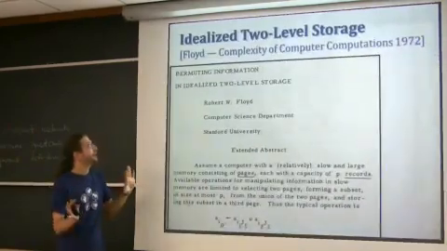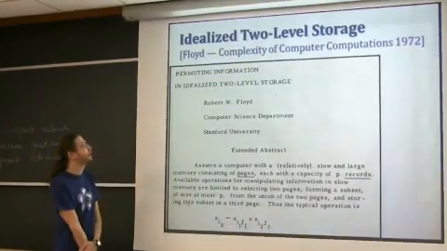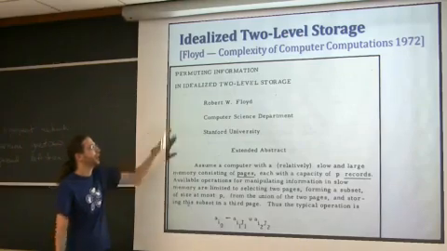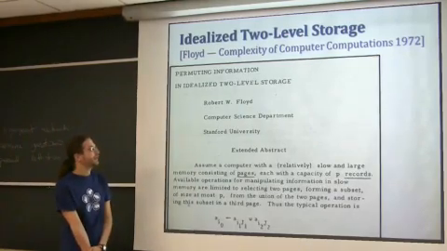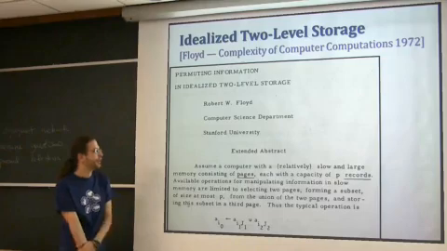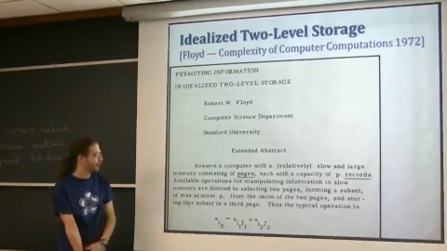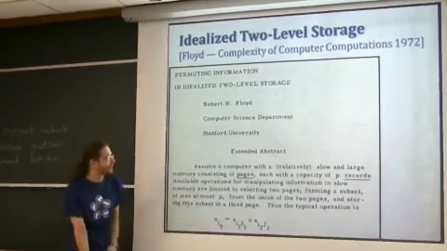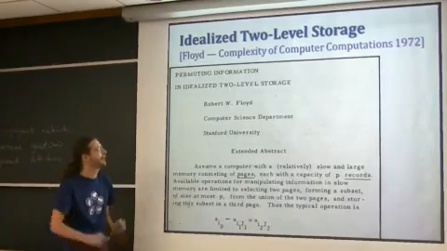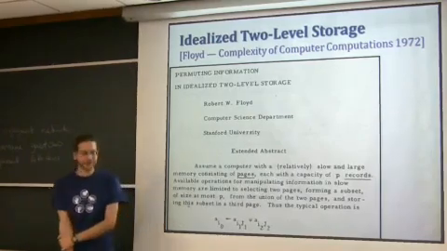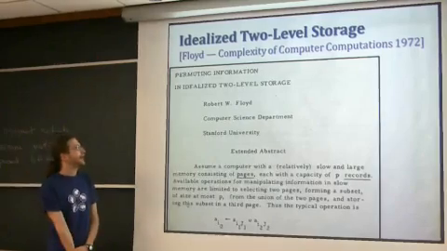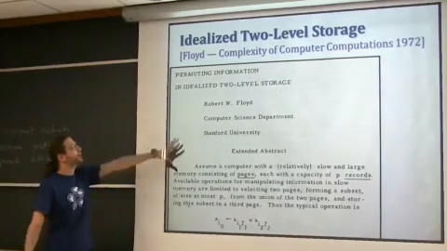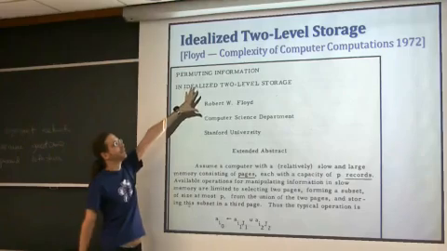So the first section is on this idealized 2-level storage, which was introduced by Bob Floyd in 1972. This is what the first page of the paper looks like. It's probably typeset on a typewriter, it looks like, with underlines. Good old days of computer science, very early days of computer science. And this was published in a conference called The Complexity of Computer Computations.